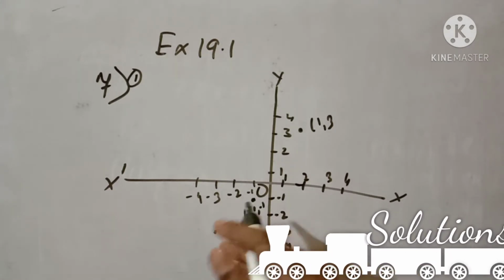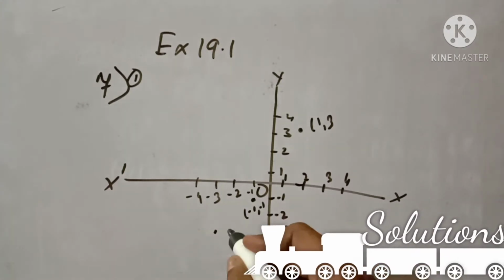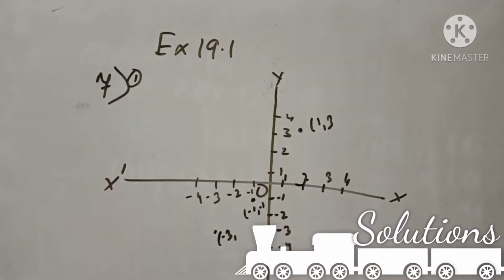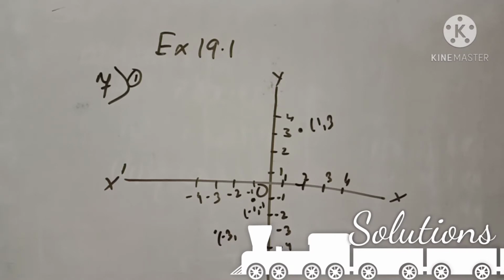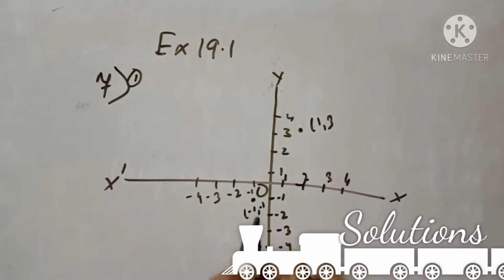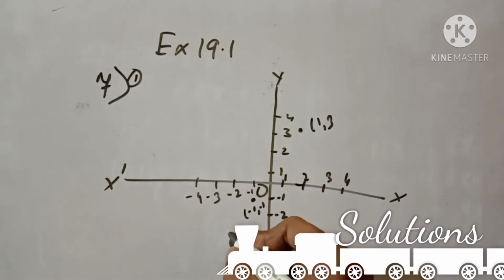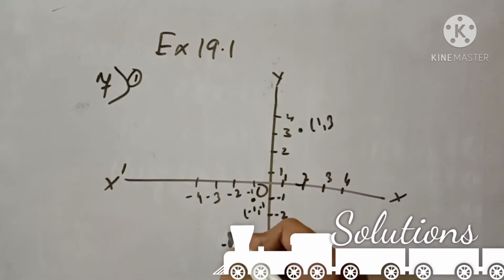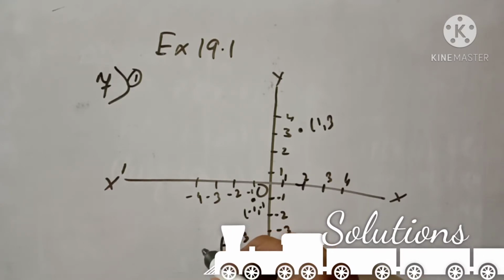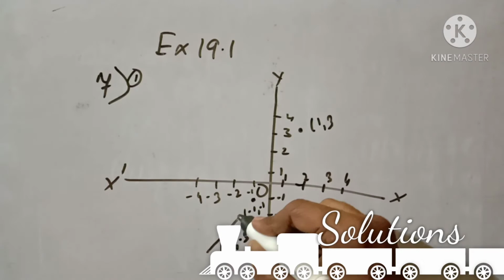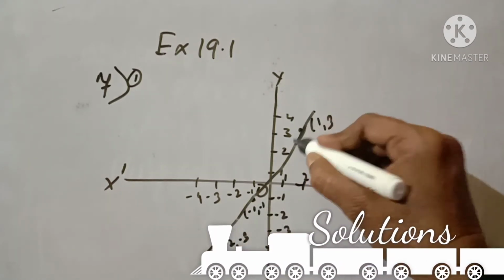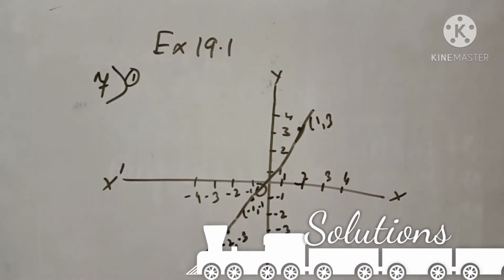Means x-axis 3 and y-axis 2. So this is minus 3 and minus 2, and 3. So minus 2 and 3. Yes, here it will come, minus 2 and 3. Now you join this line. Yes, it will come. Once you put it in the graph paper, it will definitely come this one only.